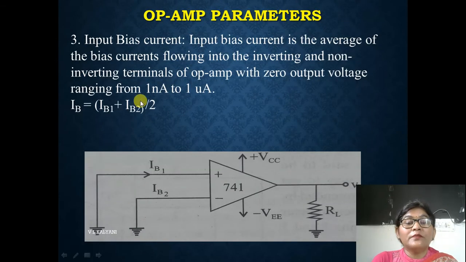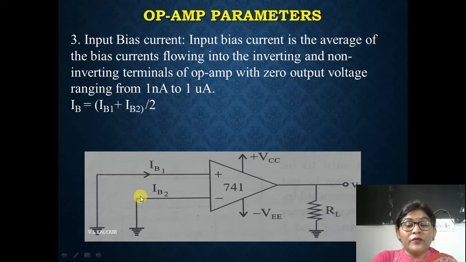The next term is input bias current. Input bias current is the average of the bias currents flowing into the inverting and non-inverting terminals of an operational amplifier with zero output voltage, ranging from 1 nanoampere to 1 microampere. So how do we calculate this input bias current? IB is equal to (IB1 + IB2) / 2.